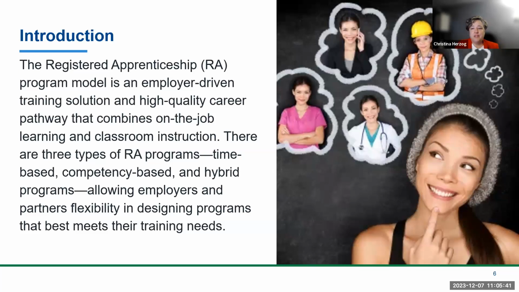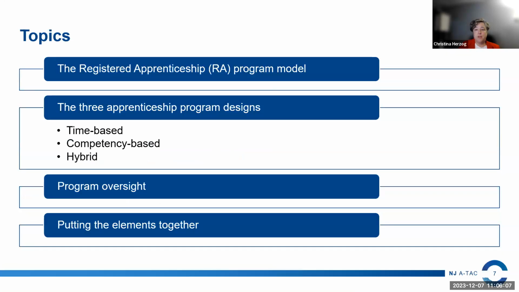Registered apprenticeship is an employer-driven training model that combines on-the-job learning and supplemental instruction that lead to high-quality careers for apprentices and a pool of skilled workers for employers. There are 3 types of registered apprenticeship programs: time-based, competency-based, and hybrid programs, which allows employers to develop programs that really fit their training needs. And so we're going to talk a little bit about those today.